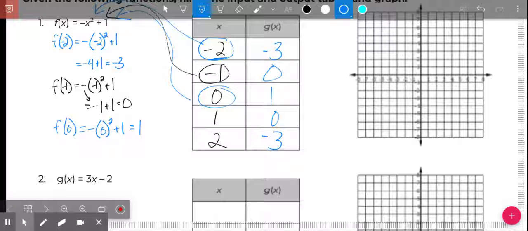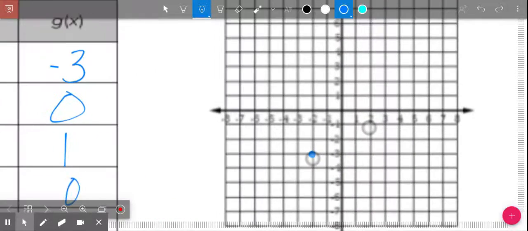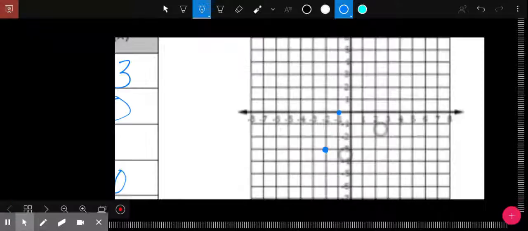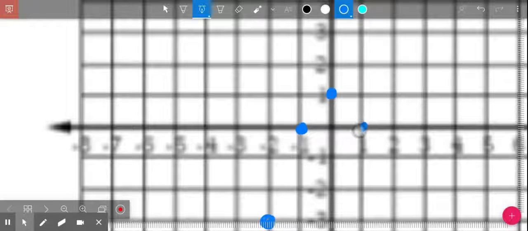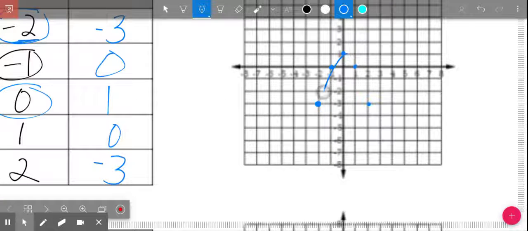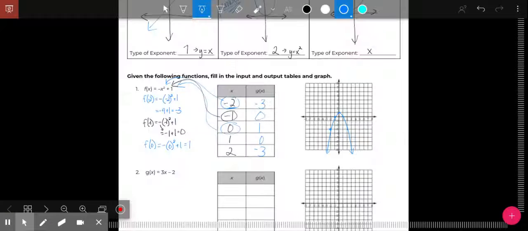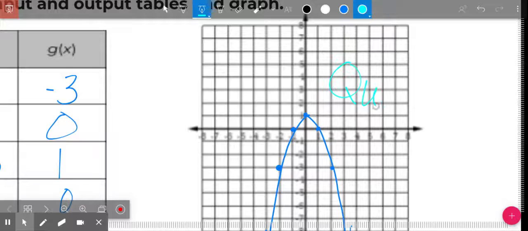So we're going to go ahead and plot in our points. Our first one was -2, -3, plot a point. Our second one, let's check our table, was -1, 0. Our third one was 0, 1, 1, 0, and then 2, -3. And we'll connect our points. And then we're good to go. So remember, since this had an exponent of a 2 and it makes a parabola, this was quadratic. So everybody label it quadratic.